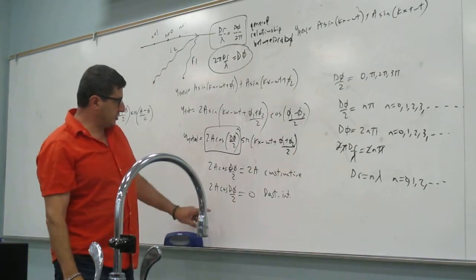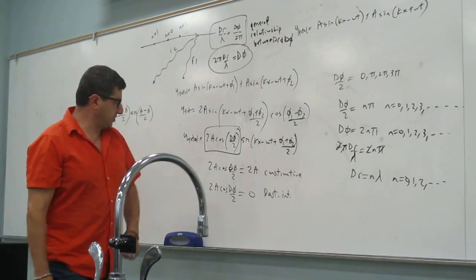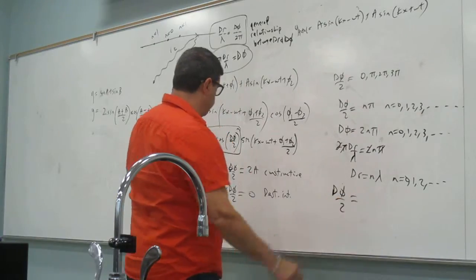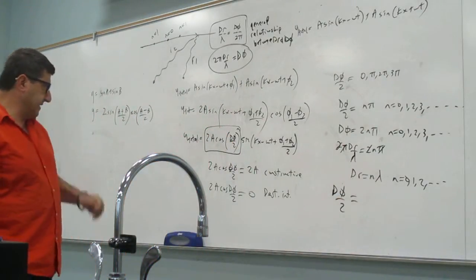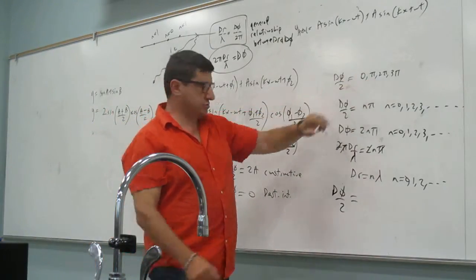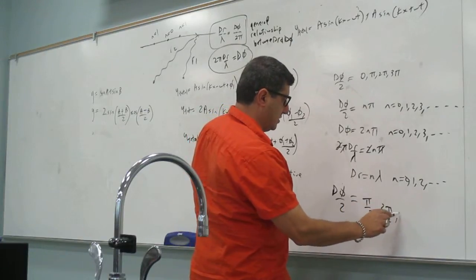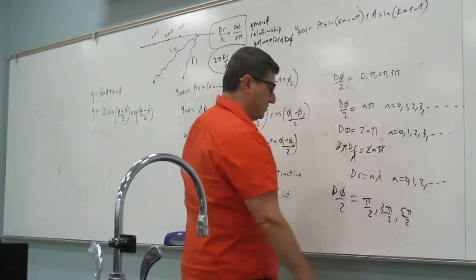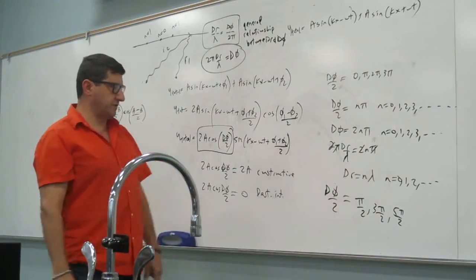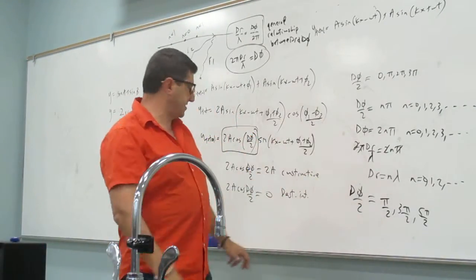Then the next thing we said, okay, what are the conditions for delta phi for the destructive interference to occur? So then we have here delta phi over 2 is going to be pi over 2, 3 pi over 2, 5 pi over 2. Then that will cause it to have 0, right? Complete destructive interference. And then you find the formula to express that.